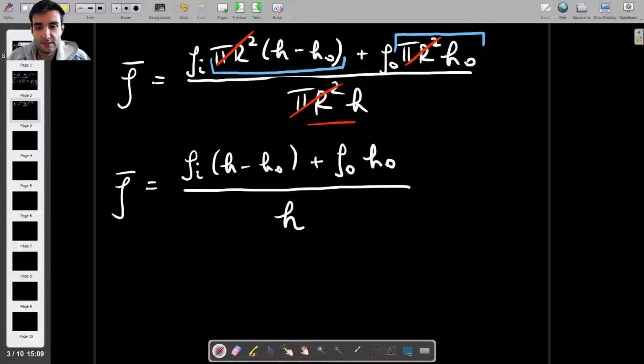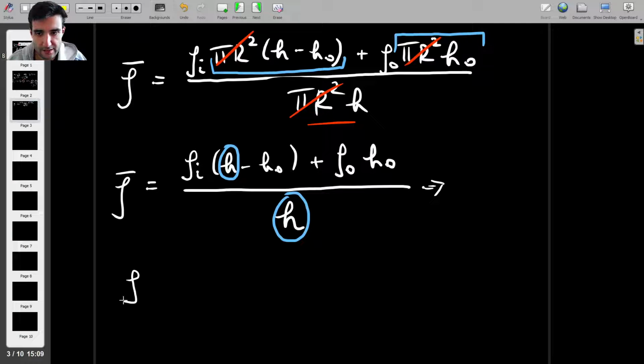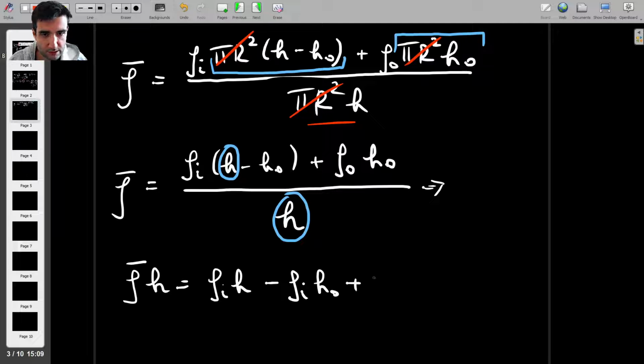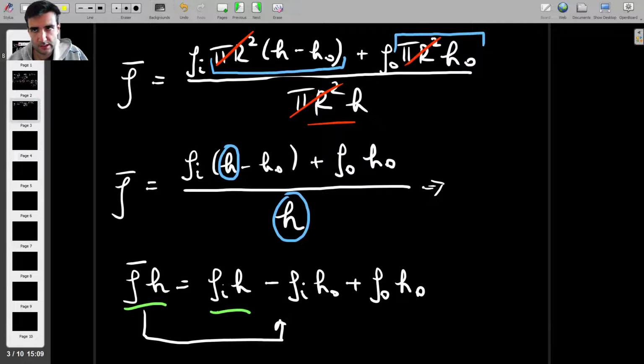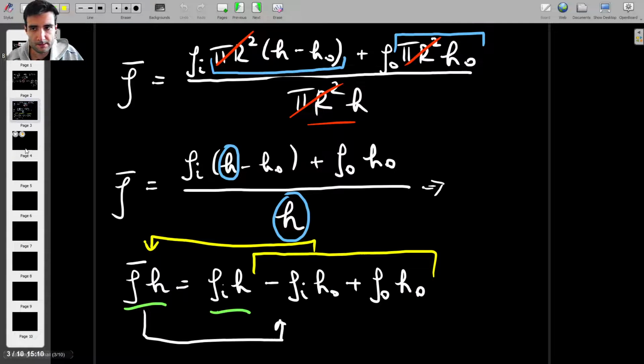And right now, we have this expression, which is just one equation with one unknown. So the only thing we don't know from here is h, which appears here, and it appears here as well. So the only thing left to do is to rearrange things to find h. So let's do that. If I cross multiply, I have rho dash times h equals rho I h. I'm just going to expand the bracket, minus rho I h naught plus rho naught h naught. So let's collect all the h terms. So we have this term with h and this term with h. So let's bring those two terms to the left hand side of the equal sign, and that's what we'll have.